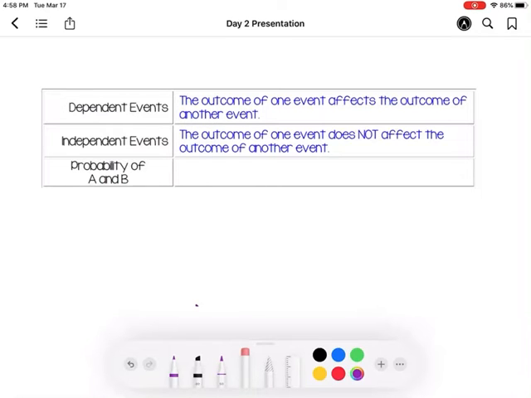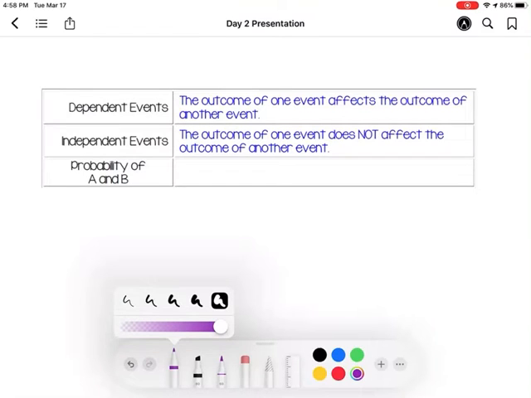Today we're going to do a lesson on compound probability, the probability that one or more events will occur. Here we go. Let me just set my marker. Okay, I think that'll probably be good.